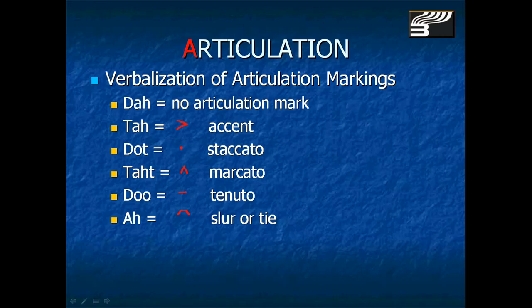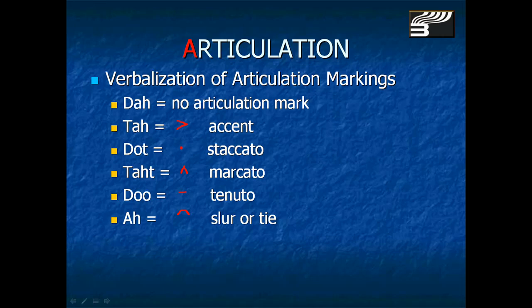I like to use a soft attack, da, if there is no articulation marking, ta for the regular accent, dot for staccato, tot for marcato, do for the tenuto, and for a slurred or tied note. Learning to verbalize markings can be very helpful in establishing a uniform articulation approach across the band.